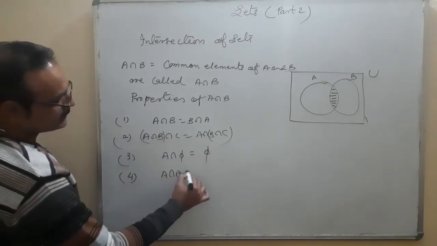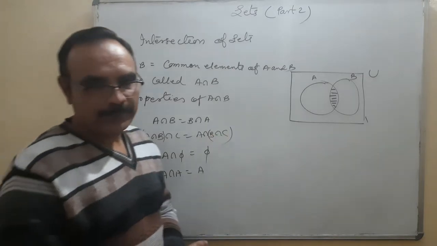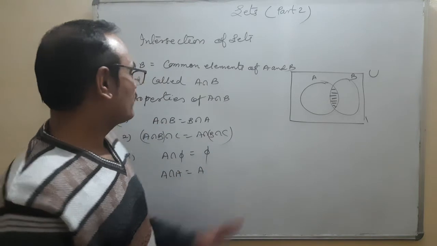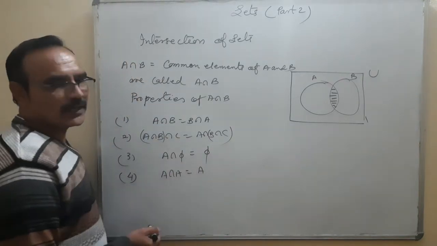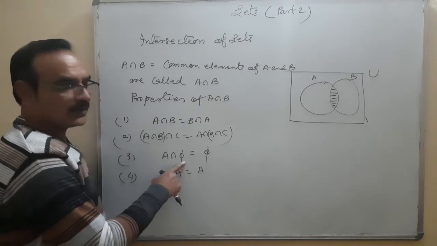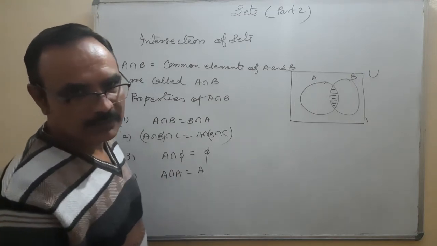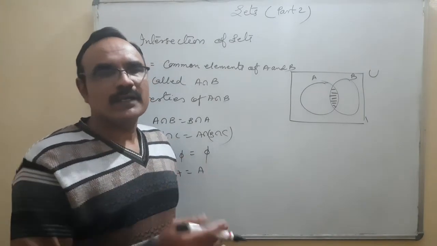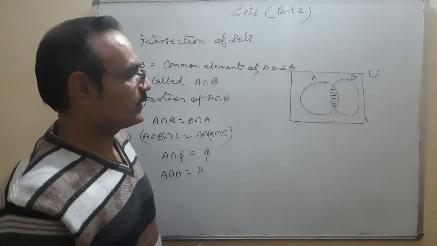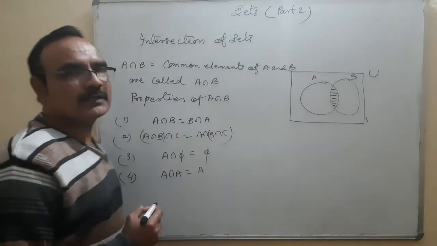A intersection A is equal to A. Everything we can understand through the diagram. We can shade the portion and find out everything. If you want to check it, you can check anything. Suppose A intersection phi. The common elements between A and phi are elements of phi, because in phi there is no element. So that means nothing, null is coming here.